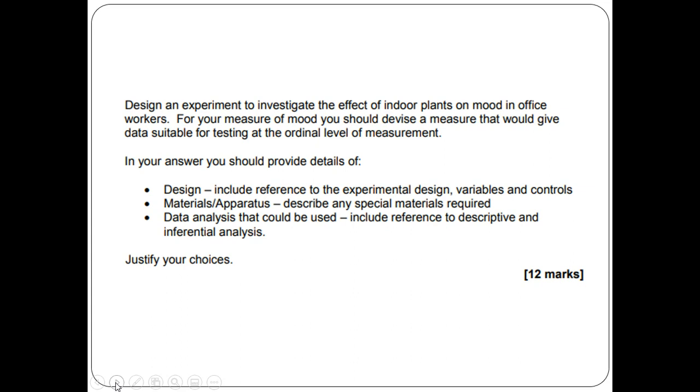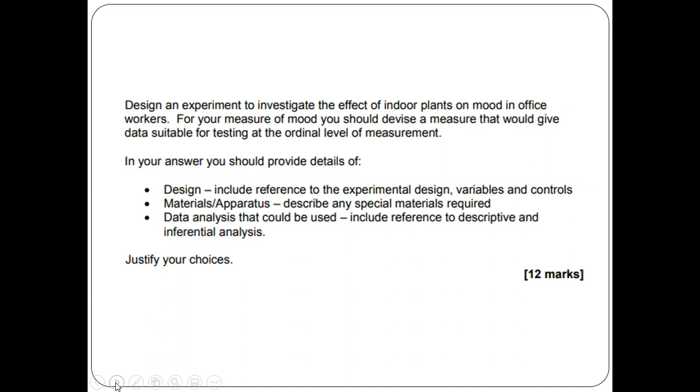The second bullet point asks for materials, so any special materials that would be required. Now, again, there's going to be 4 marks here. The stem is asking you for ordinal data. So you want a questionnaire. You want to design a questionnaire that measures mood. So that's what you want to talk about there. So any special materials, you want a questionnaire that measures mood. That would be 2 marks.